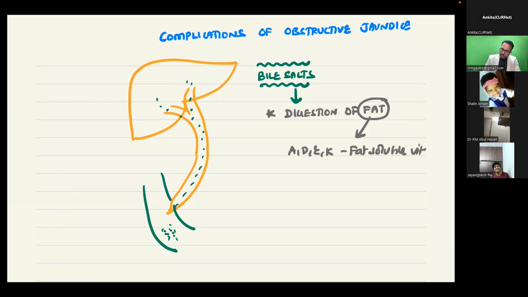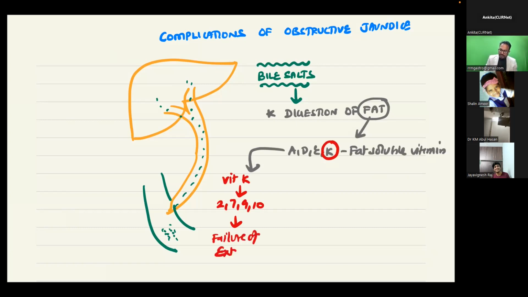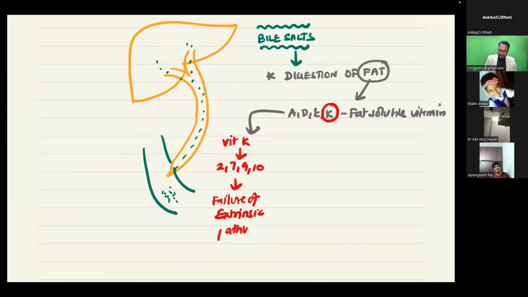So when no bile salt is entering the duodenum, patients will have ADEK deficiency. A very important vitamin here is vitamin K, which is involved in production of factors 2, 7, 9, 10. Therefore, when 2, 7, 9, 10 are deficient, patients will have failure of the extrinsic pathway. See, complete biochemistry, complete physiology comes up here. So failure of the extrinsic pathway results in bleeding.